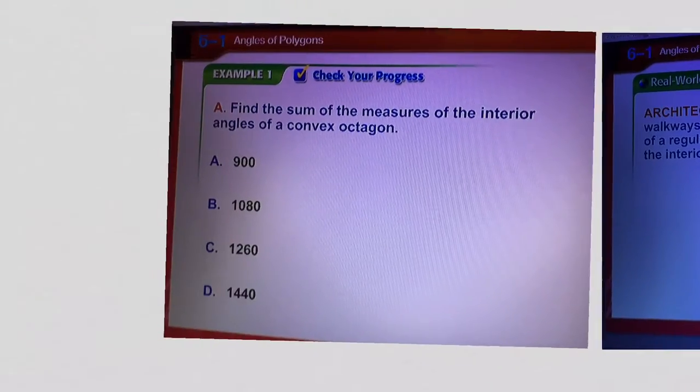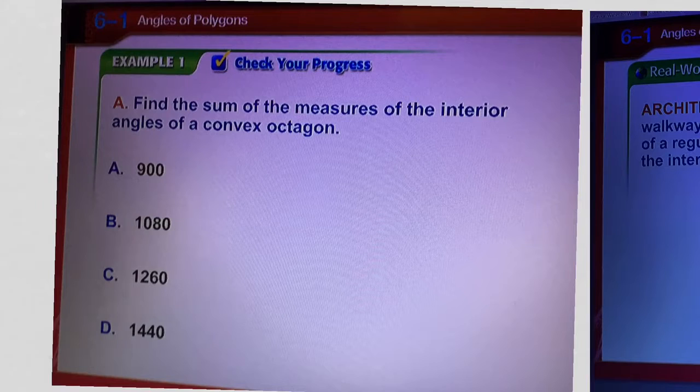Let's go on to our next example. This one I want you to see if you can find the measures of the interior angles in a convex octagon, and again using the formula n minus 2 times 180.